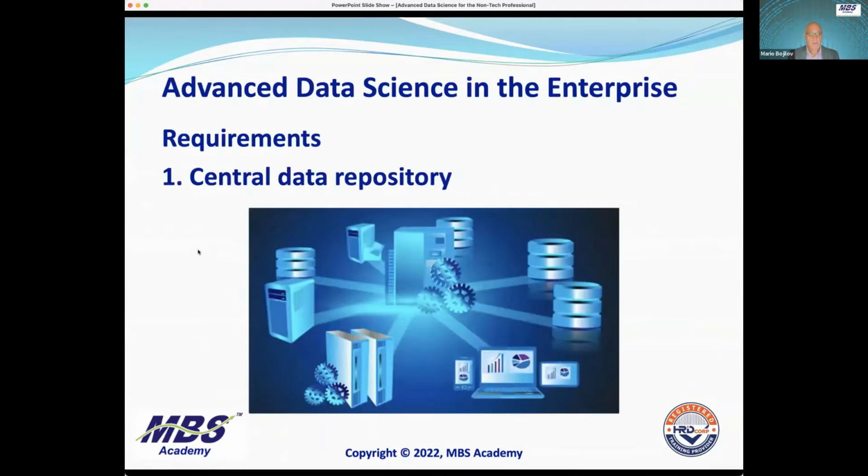So what are some of the requirements? How do you do that? Now, again, this is based on my personal experience. There are different theories. People have their own opinions.